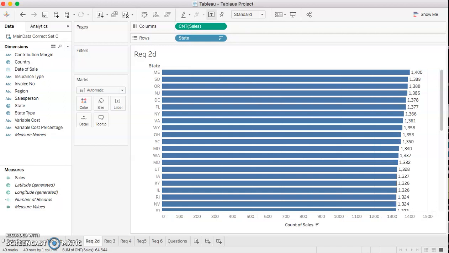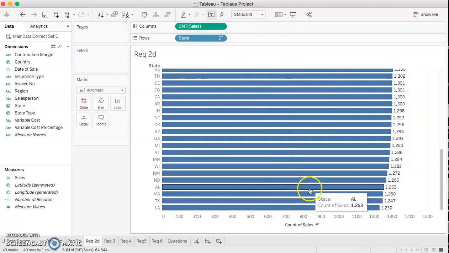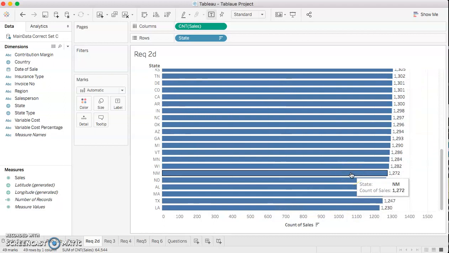Wrap up requirement 2 by talking about overall policy numbers. As you see at the top, this is the number of policies that each state has purchased. So you have the states with the higher number of policies purchased at the top. And then like all the other graphs, as we scroll down, the states that have purchased the fewest policies are all the way at the bottom.